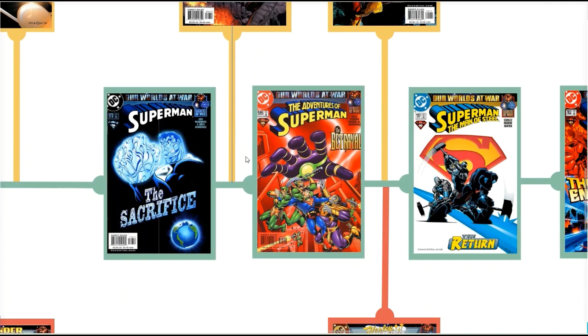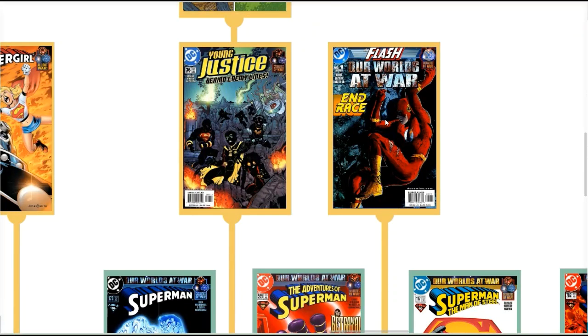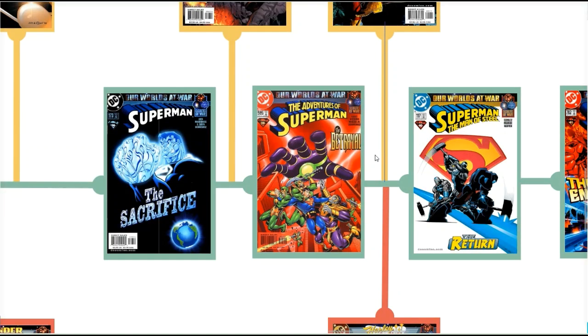Anyway, getting back to the essential stuff, we've got Adventures of Superman 595. That's an essential issue. After that, we've got a related issue here, which is the Flash Our Worlds at War one-shot, where Flash essentially stops all the parademons. It's kind of wild, kind of cool, but not really essential or mentioned in any subsequent issues.